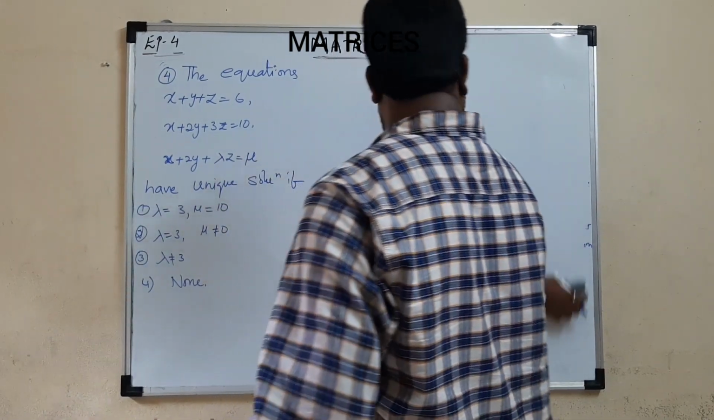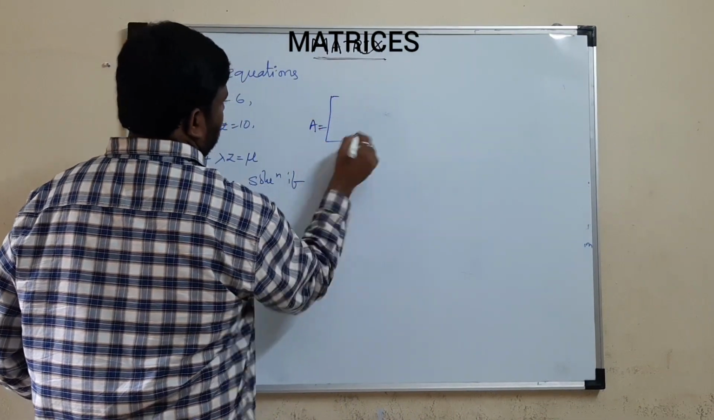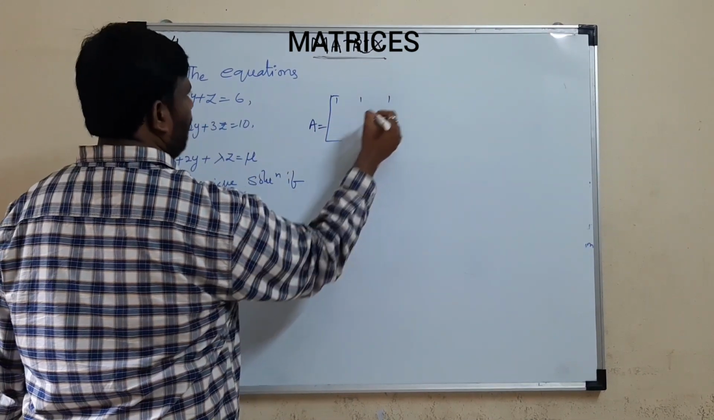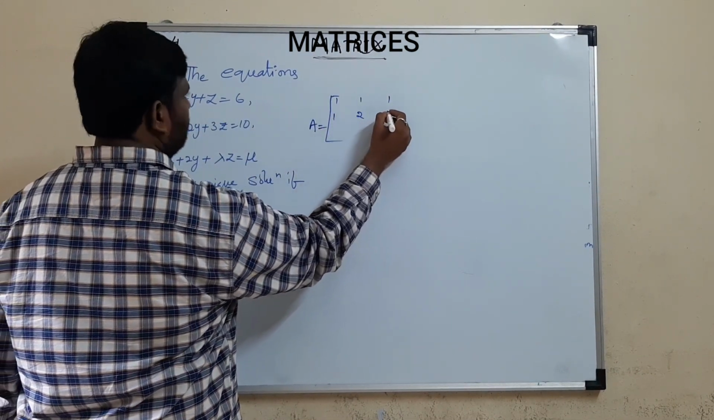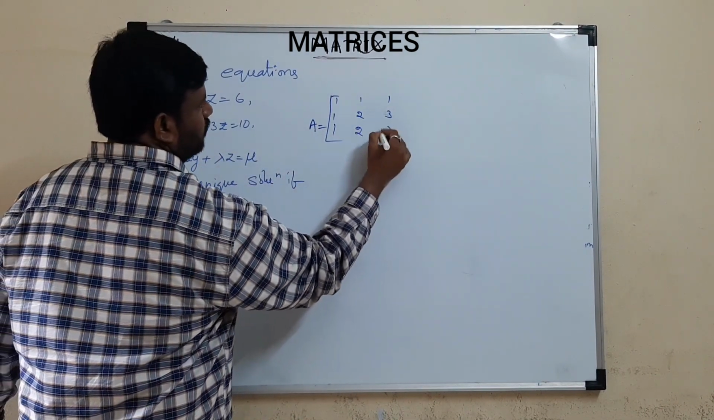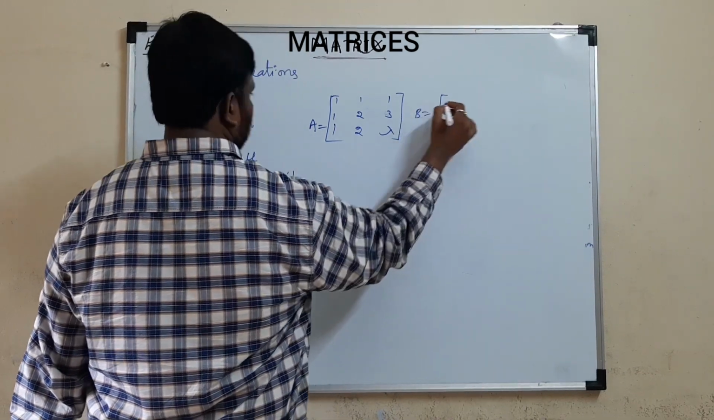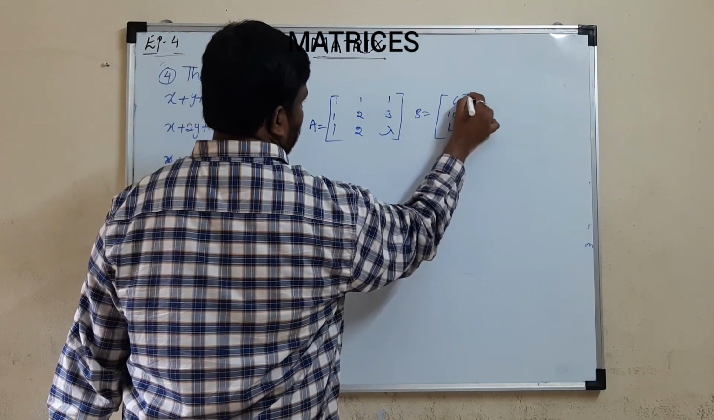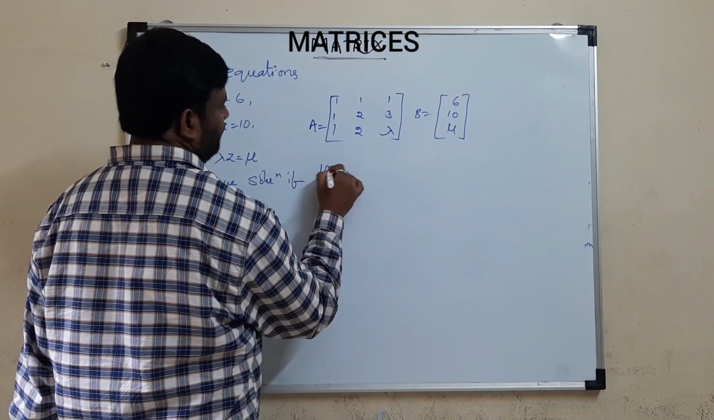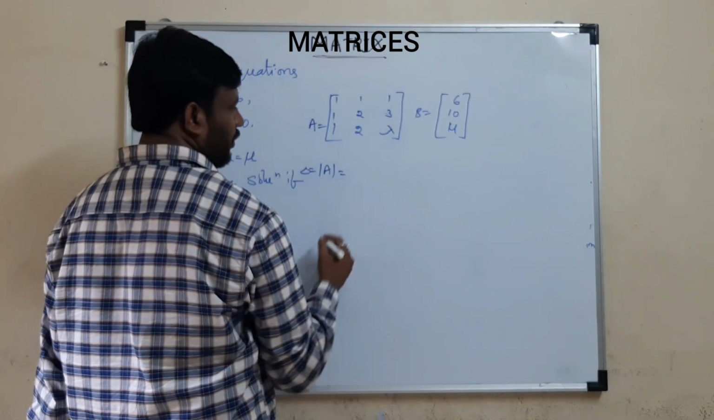Now see, first we are taking the coefficient matrix here. The coefficient matrix is 1, 1, 1, 1, 2, 3, 1, 2, lambda. This is the coefficient matrix, right? The B matrix we can also write as 6, 10, mu. Now we directly find det A, what is delta?